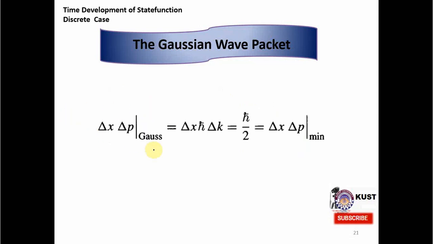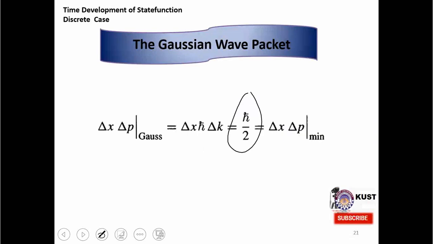So for a Gaussian, delta x times delta p will be h bar by 2, and the minimum of delta x times delta p will be h bar by 2. So this is the uncertainty principle again invoked here. You see that the uncertainty in position and the uncertainty in momentum are of the order of h bar.